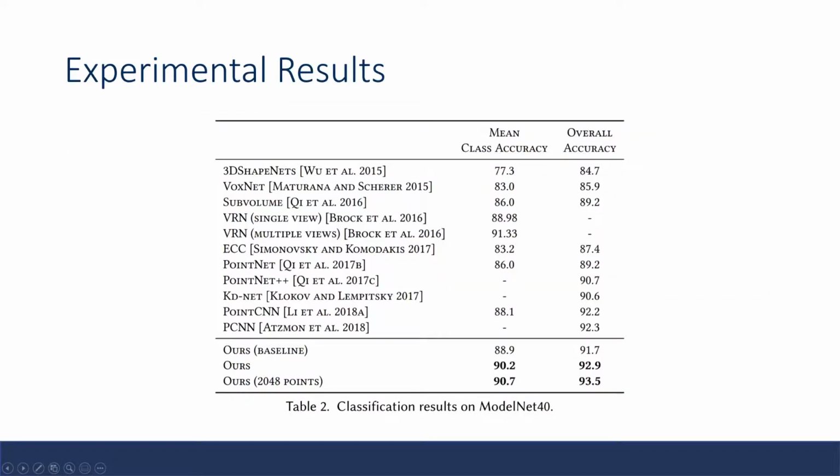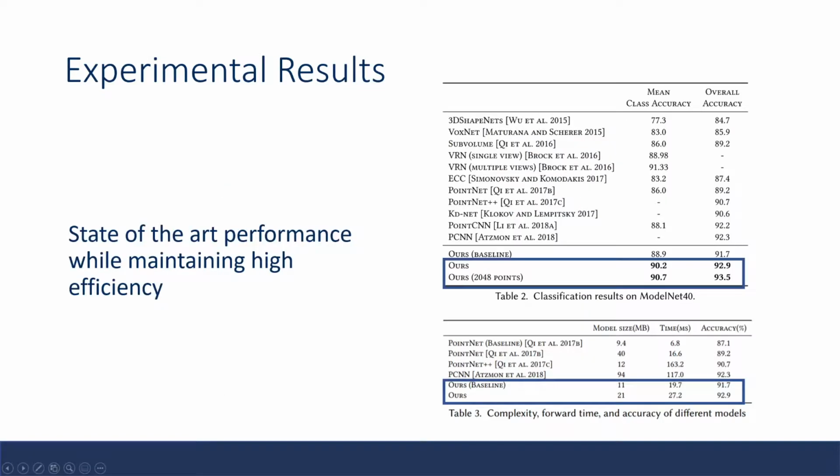For results, we noticed that this network achieves state-of-the-art performance in classification. But the interesting thing here is that the state-of-the-art results, when you compare them with the size and speed of the network, are actually extraordinary, impressive. You'll notice that the size of the model and the time for inference is very small compared to PointNet++. And so we achieve state-of-the-art performance while also keeping a very small model size.